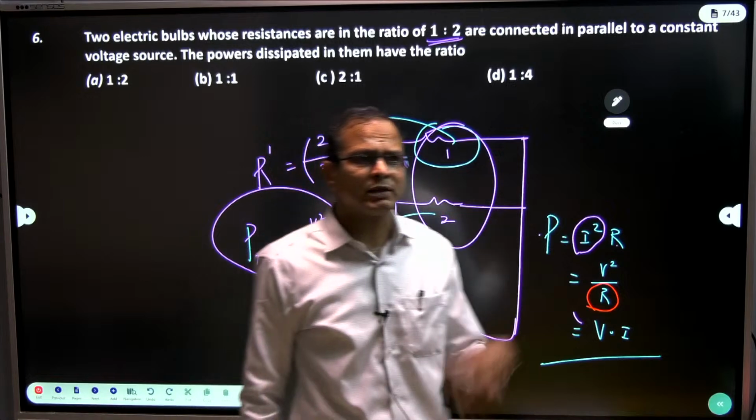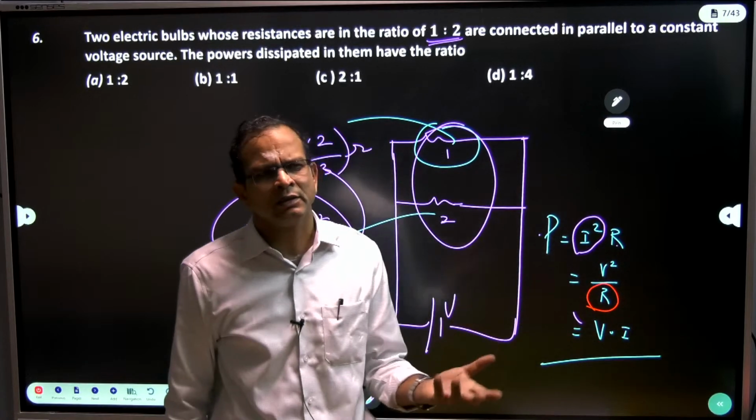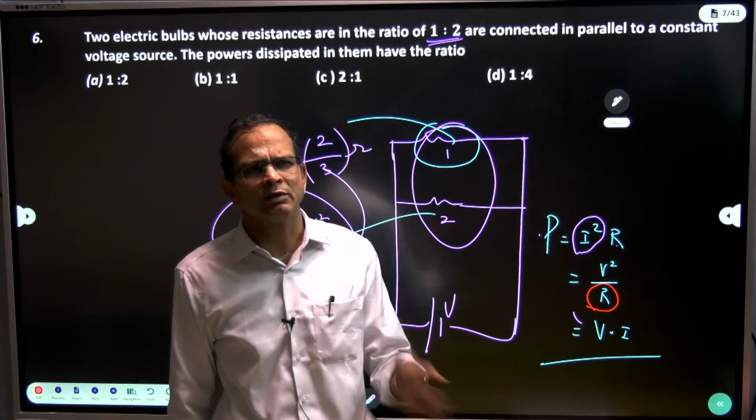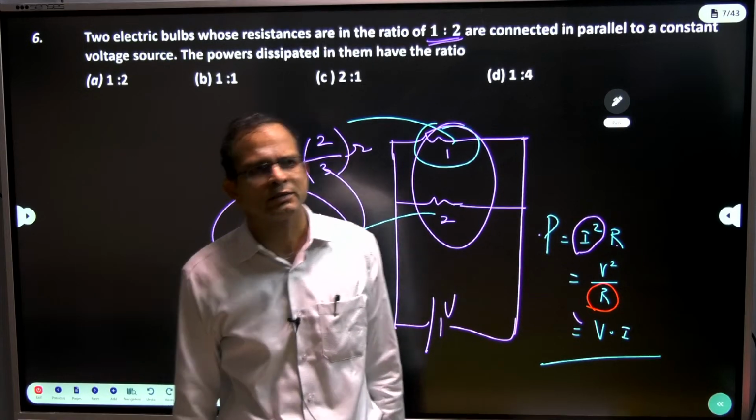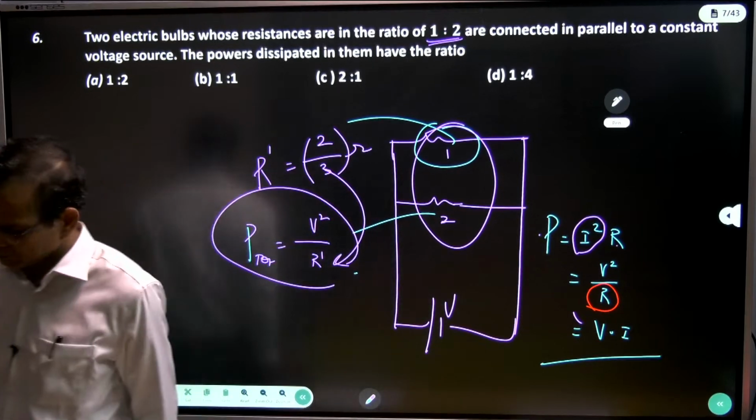Or else calculate power 1 separately, power 2 separately, add it. No matter whether series or parallel, you can just add the powers. Got it? Okay, sir. Thank you.